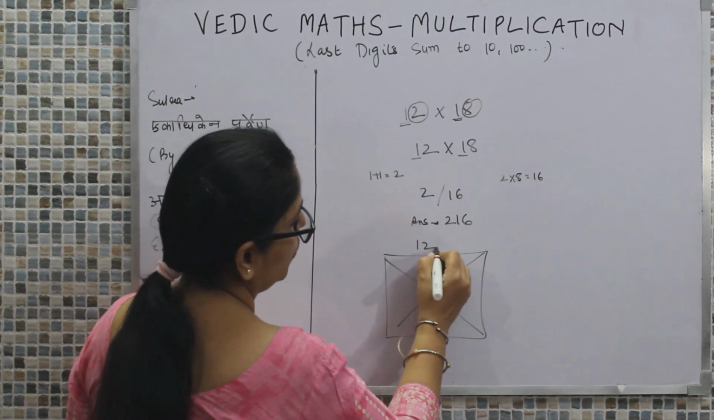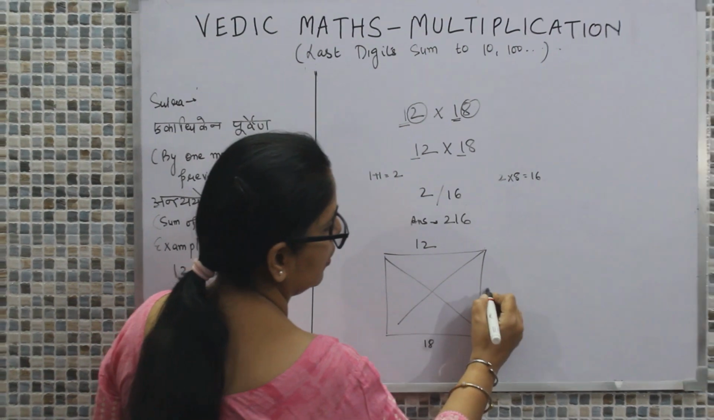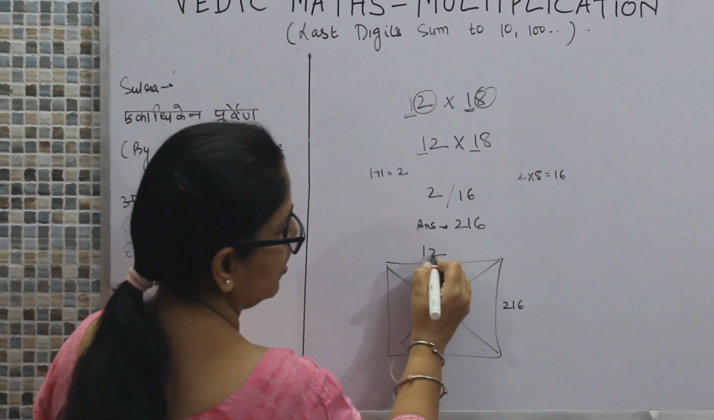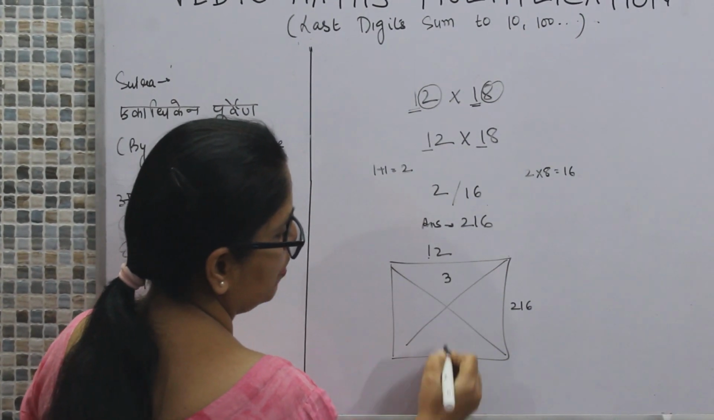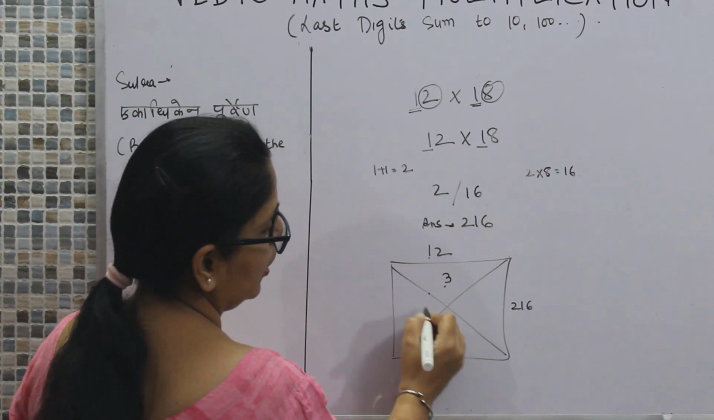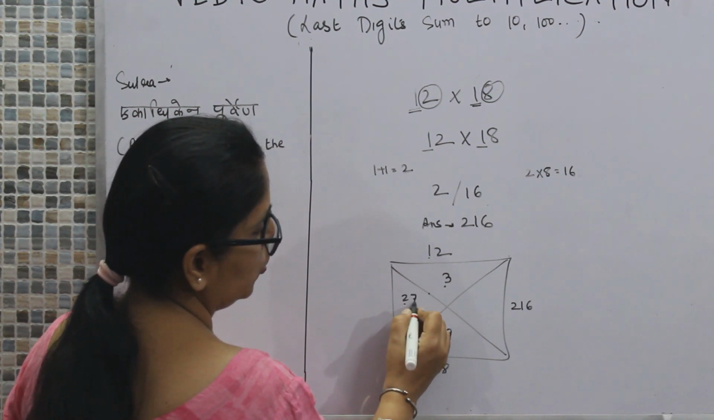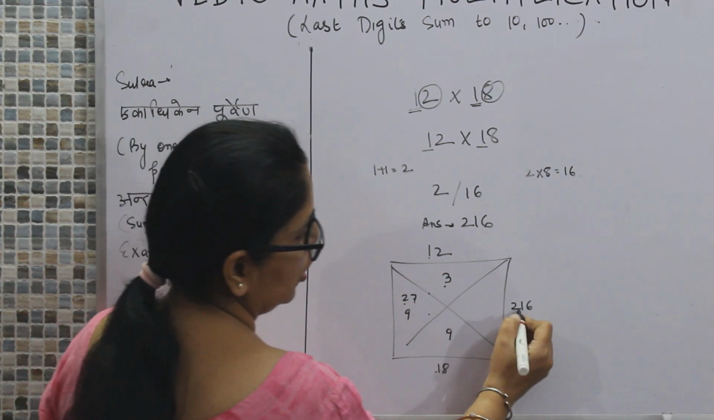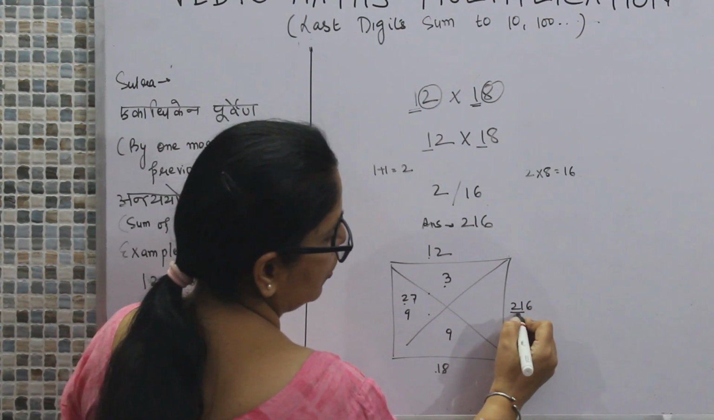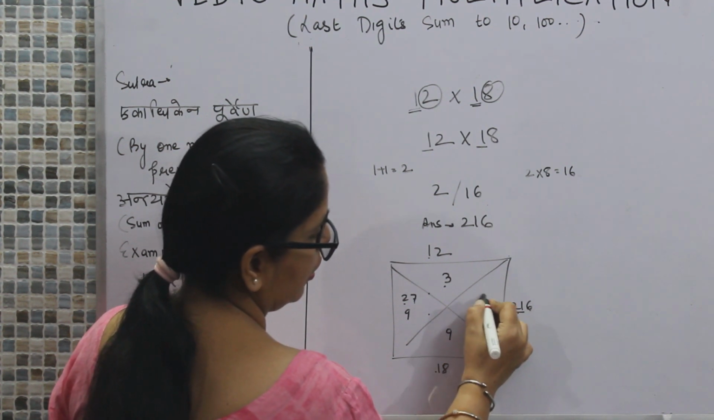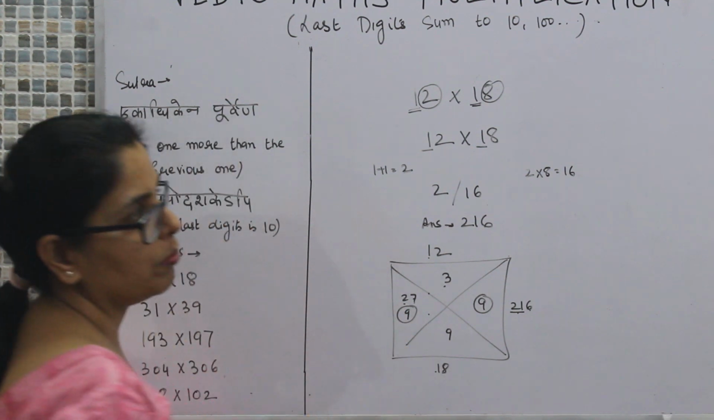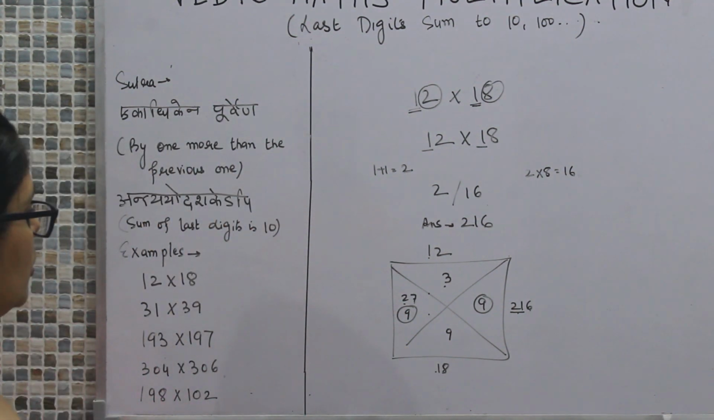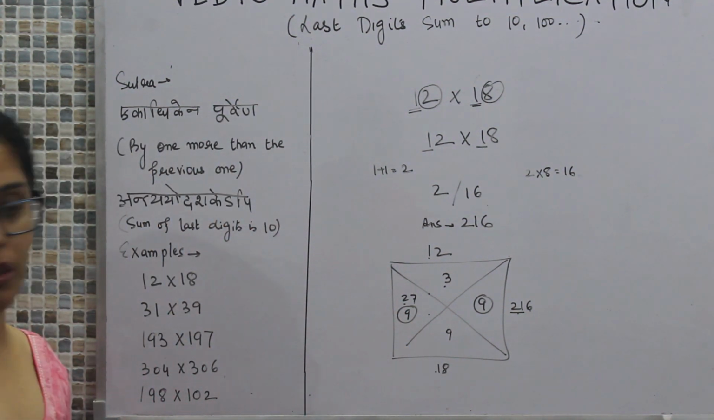We have 12, 18 and the answer is 216. 2 plus 1 is 3, 8 plus 1 is 9, 9 3s are 27, 2 plus 7 is 9. On the other side, 2 plus 1 is 3, 3 plus 6 is 9. Hence our answer is perfectly fine. Now let's take the second example.